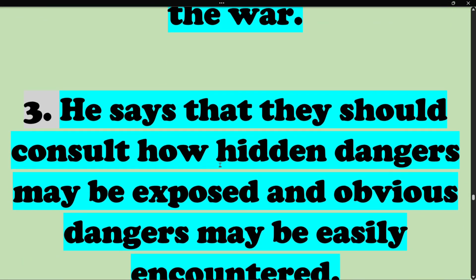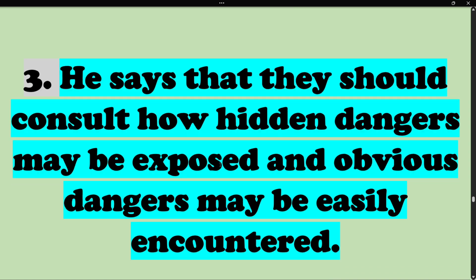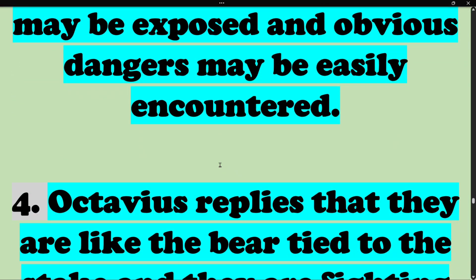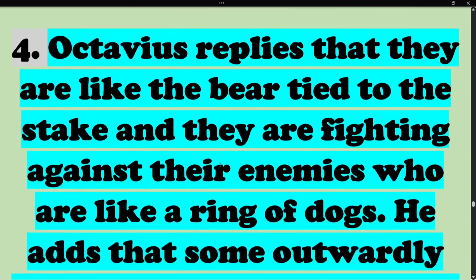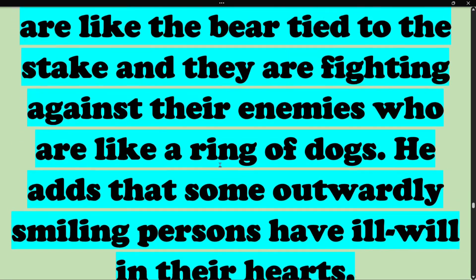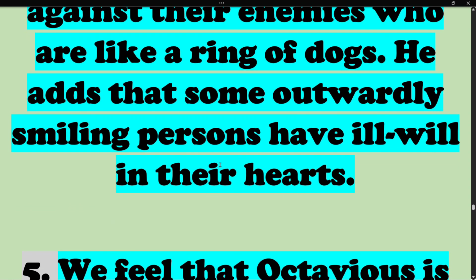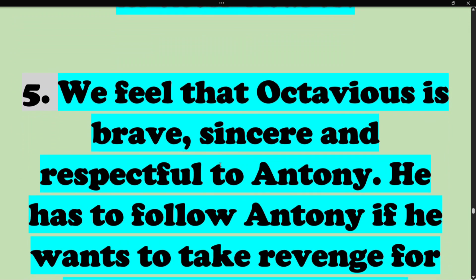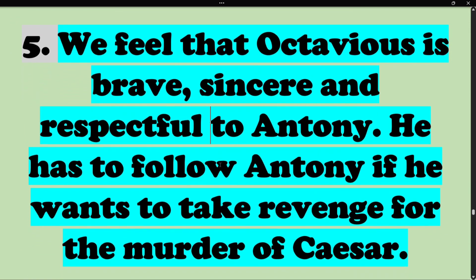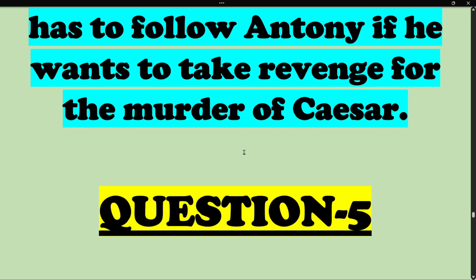Now, third one. He says that they should consult how hidden dangers may be exposed and obvious dangers may be easily encountered. Now, fourth one. Octavius replies that they are like the bear tied to the stake and they are fighting against their enemies who are like a ring of dogs. He had said some outwardly smiling persons have ill will in their hearts. The fifth one. We feel that Octavius is brave, sincere, and respectful to Antony. He has to follow Antony if he wants to take revenge for the murder of Caesar.